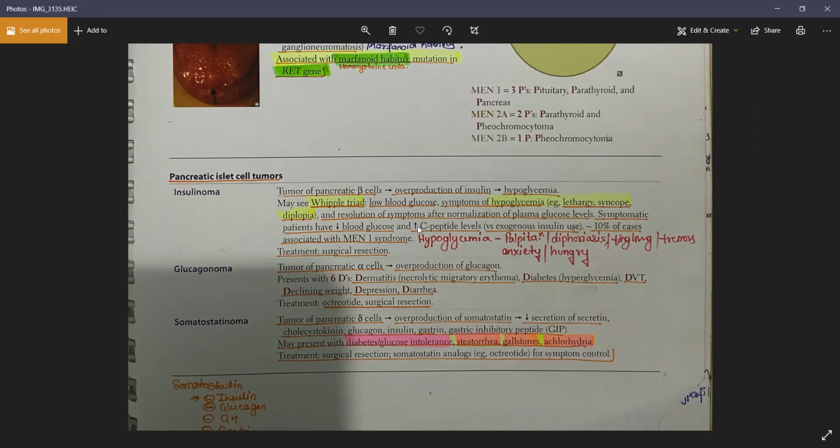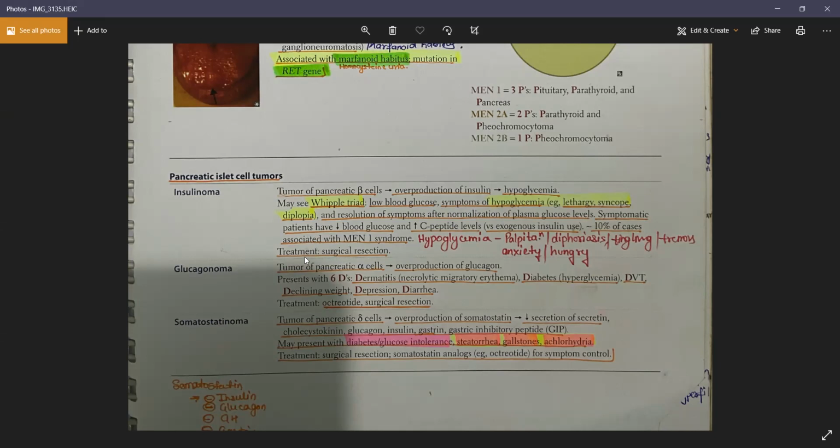Okay, and when you check for the C-peptide level, you will have a raised C-peptide level because it is endogenous insulin production. Versus if you take exogenous insulin, then you have normal C-peptide levels. Very important. And of course, almost 10% of the cases belong to the MEN1 syndrome. And what is the treatment? Treatment would be to remove it surgically.